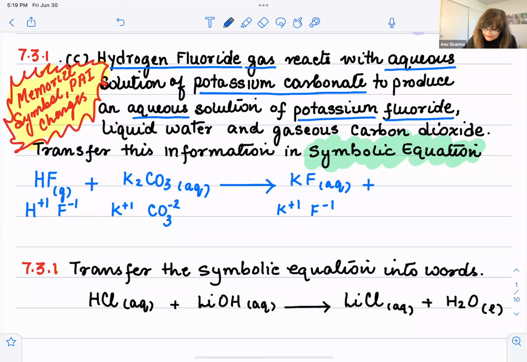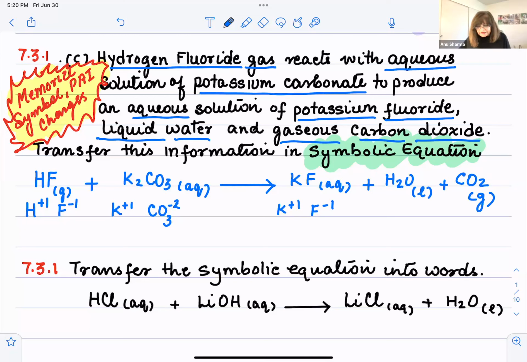And next, liquid water and gaseous carbon dioxide are produced. So liquid water is H2O, and liquid is shown like that, and gaseous carbon dioxide, carbon dioxide gas, like that. So you write this down like that.